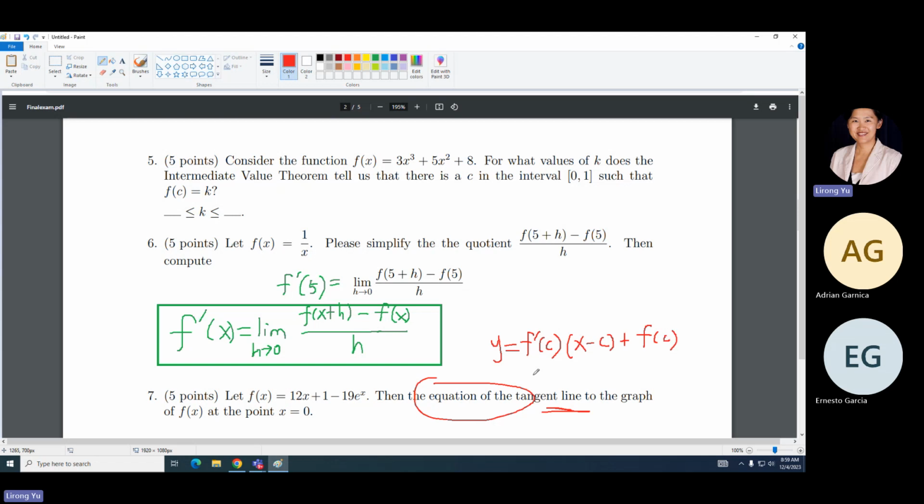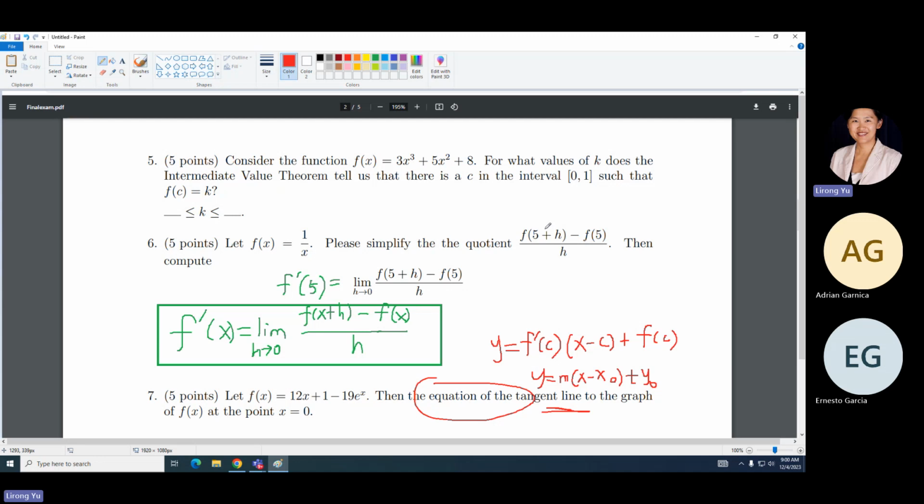You can also say y equals m times x minus x0 plus y0. That was the point-slope formula that we learned in college algebra, and this is the American way to say it. Basically, your point of tangency is c, f of c. So c is the x value, f of c is the y value. It's the same thing. And then the slope m equals the derivative.